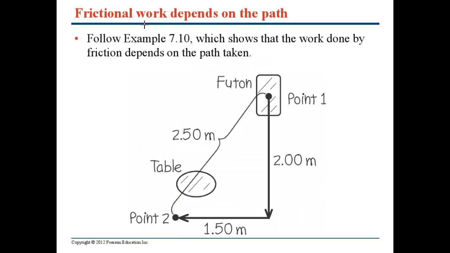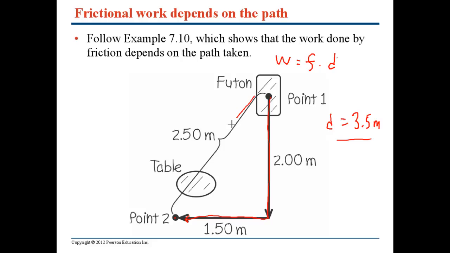Just to show you that frictional work depends on path, therefore it must be a non-conservative force, if we consider moving this futon from point 1 to point 2, and we go about it in a roundabout fashion where the distance that I travel is going to be 3.5 meters, I know that the work that I've done is equal to my frictional force multiplied by my distance. In this case it would be 3.5 meters.